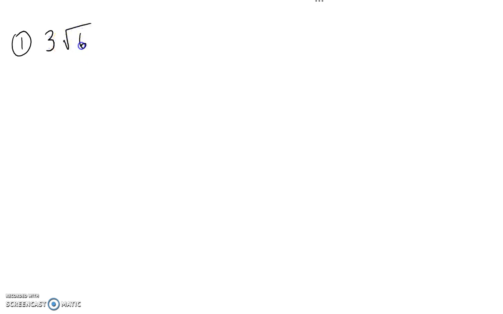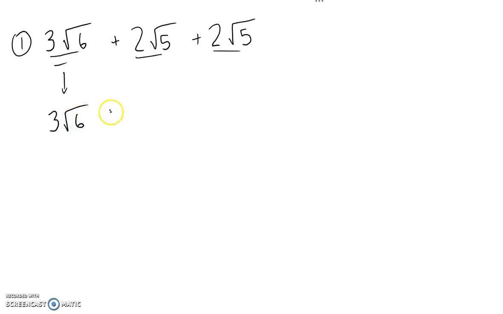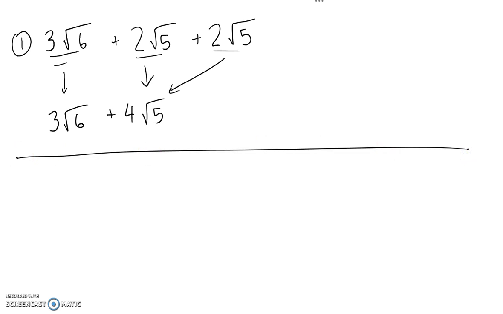3 square root of 6 plus 2 square root of 5 plus 2 square root of 5. Now, just like variables, I'm going to combine like terms. I can take the 2 square root of 5 and combine it with the other 2 square root of 5, but the 3 square root of 6 has no friends, so it stays by itself. This is going to be 3 times the square root of 6 plus, combining these two right here, 4 square root of 5, and we're done. Whee! Let's do another one.